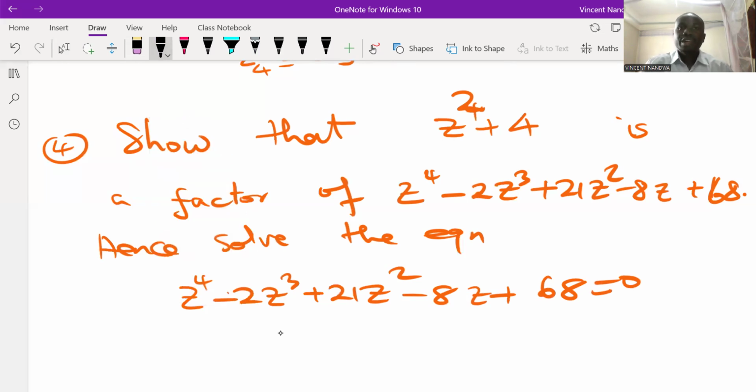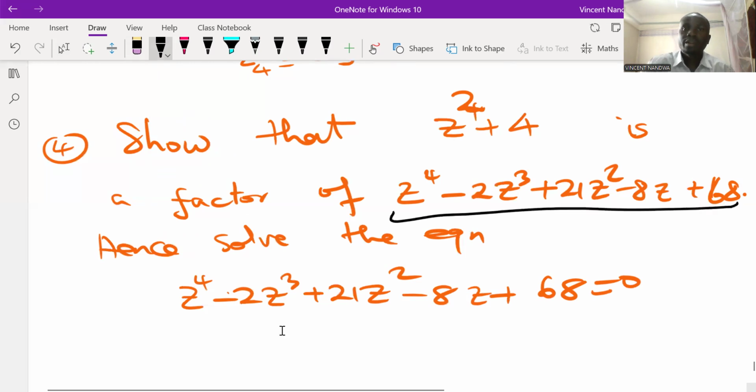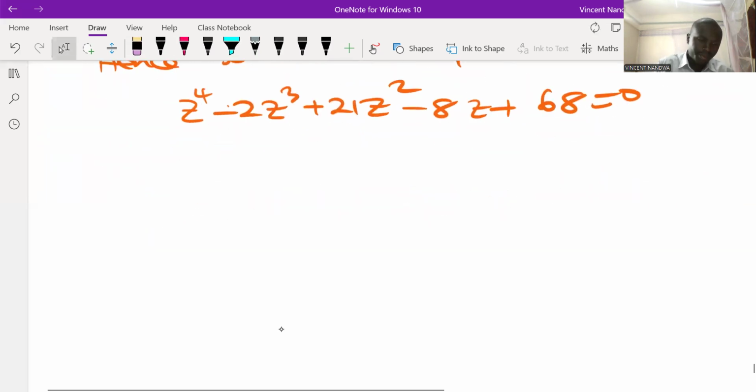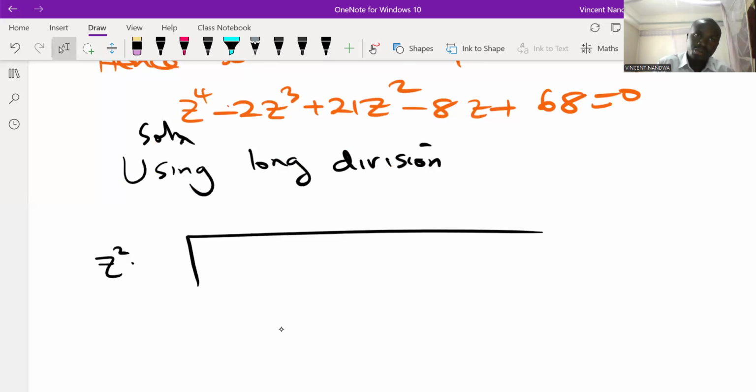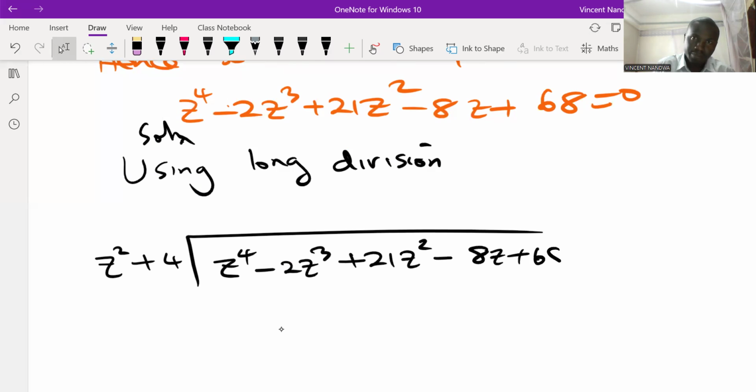So here's just to show that when we divide z squared plus 4 into this given quartic polynomial, then the remainder is 0. So using long division, we have z power 2 plus 4, then this is z power 4 minus 2z power 3 plus 21z power 2 minus 8z plus 68.